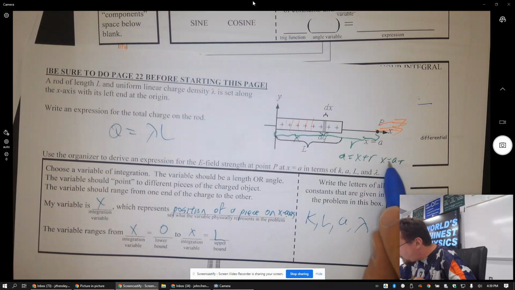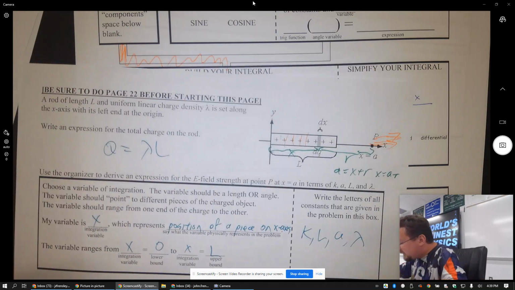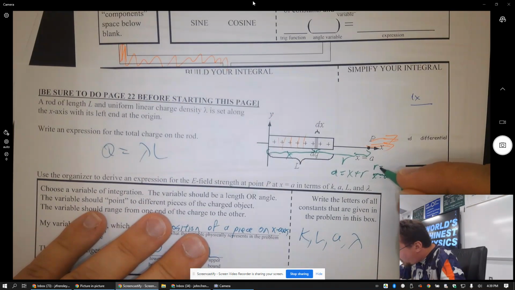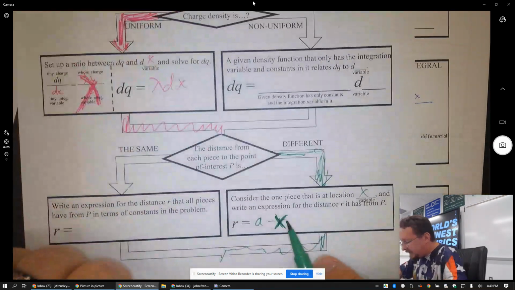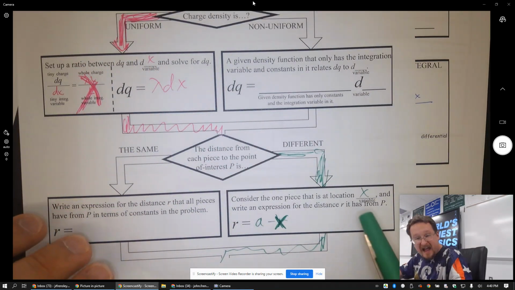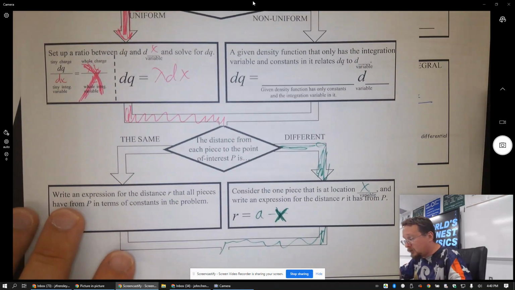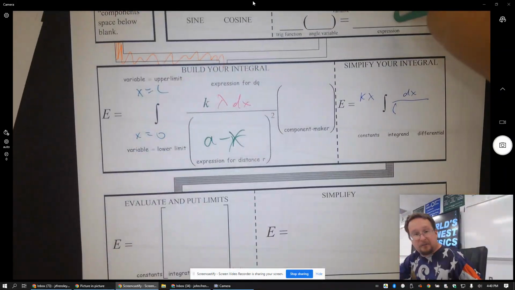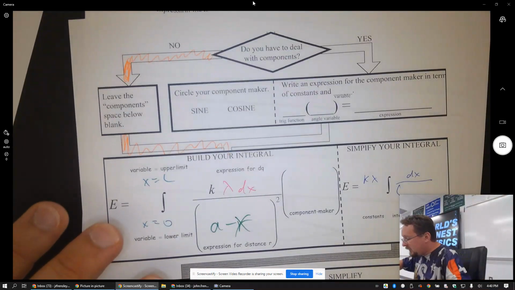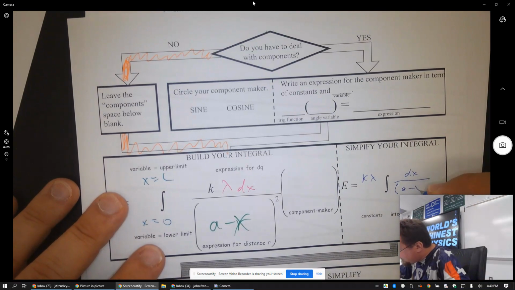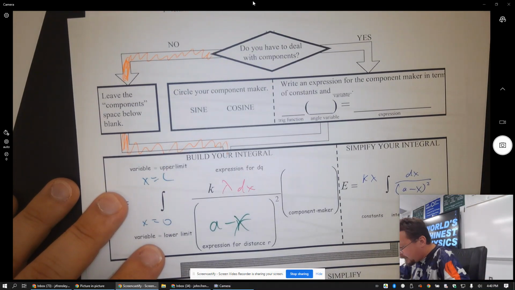Yeah, this is supposed to be r was a minus x. That's what it's supposed to be. So a is x plus r, so r is a minus x. Remember, everything has to be in terms of the integration variable. That's the theme of the whole flow chart. In terms of x, in terms of x, in terms of x. This would have to be in terms of x, but we didn't need any components. So this is actually supposed to be a minus x squared.